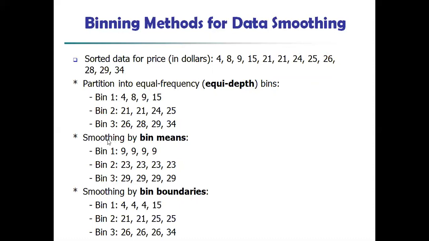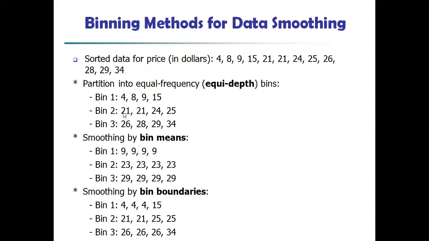And next one is smoothing by bin means. If you take the values of this one, 4 plus 8 plus 9 plus 15 divided by 4, we get the mean value 9. Like that, adding 21, 21, 24, 25 divided by 4, we get the bin value as 23. So like that, find the mean of this particular bin and replace all the values by the mean value. If I take all these values, I get the mean as 9, so I am replacing all the values by the mean value, that is 9, 9, 9.